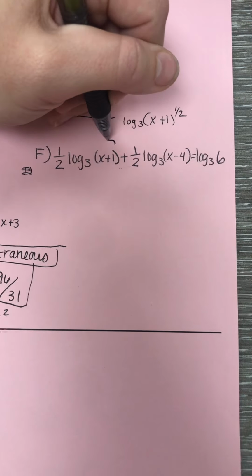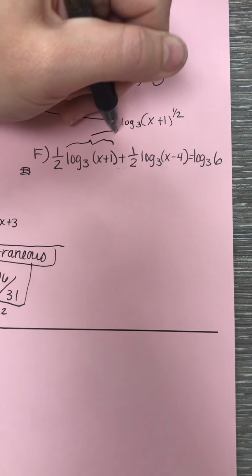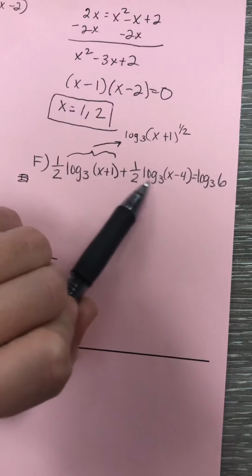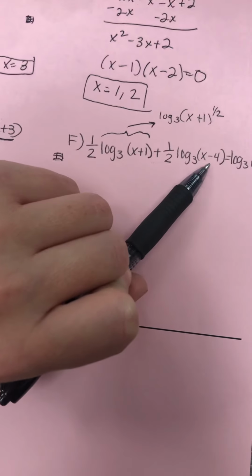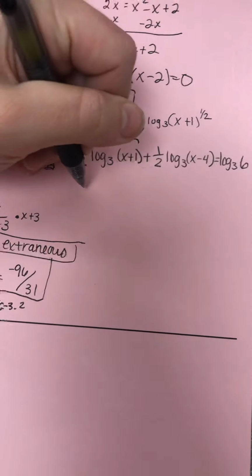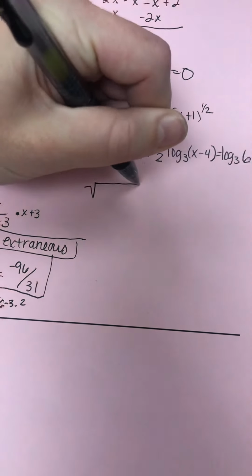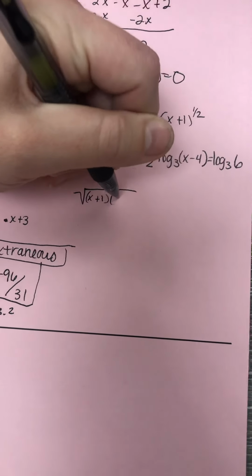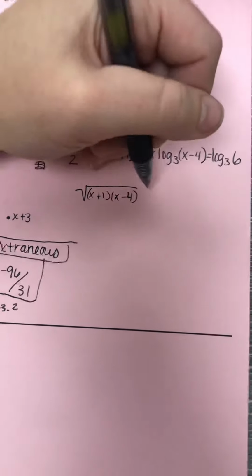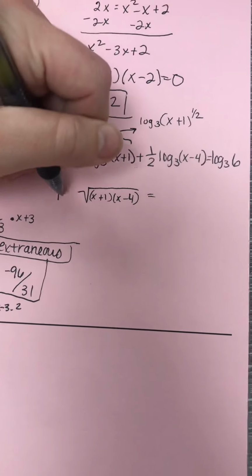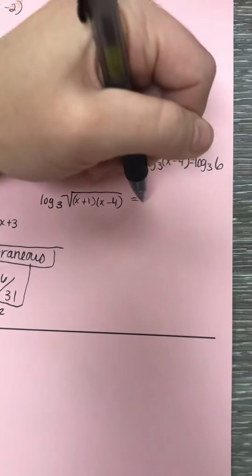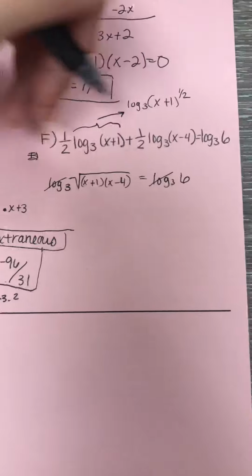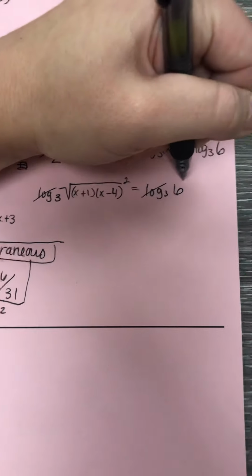All right, this is just a fancy way of writing this. So this would be square root of x plus 1, and we also have it here, so it'll be square root of x minus 4. So I'm going to go ahead and combine those into square root. And let's say I still had the log 3 of 6. We can go ahead and cancel those out now. So I will square both sides to get rid of that.